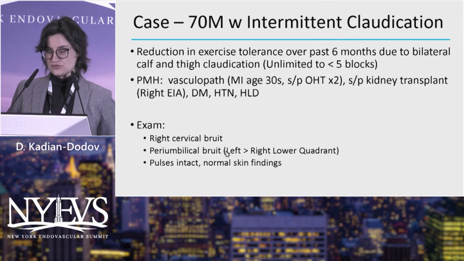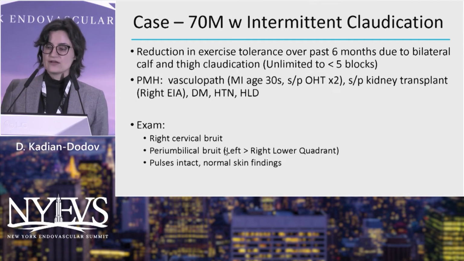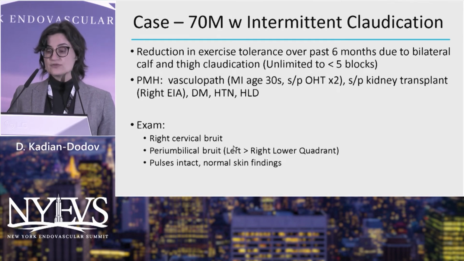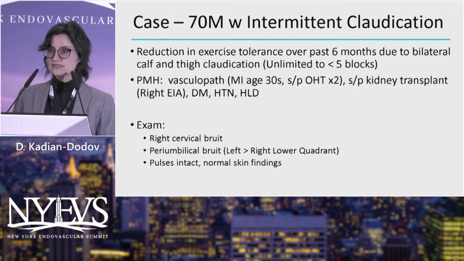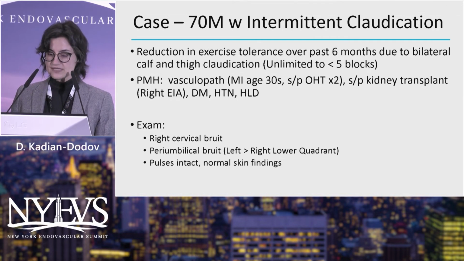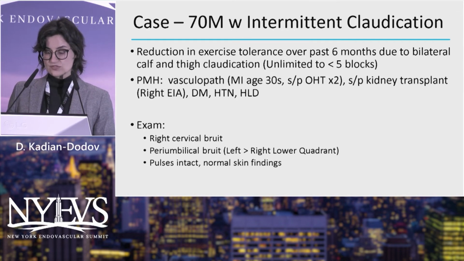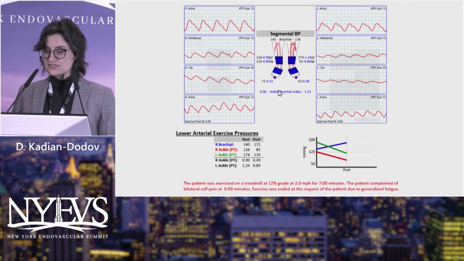All right, last case I'm presenting. This is a 70-year-old male with intermittent claudication. He had a reduction in his exercise tolerance over the past 6 months due to bilateral calf and thigh claudication. He went from unlimited to less than 5 blocks. Definitely a vasculopath. He's had 2 heart transplants, a kidney transplant, diabetes, hypertension, hyperlipidemia. On exam, he has a right cervical bruit, a periumbilical bruit, and has pulses intact with normal skin findings. Here's his ABI.